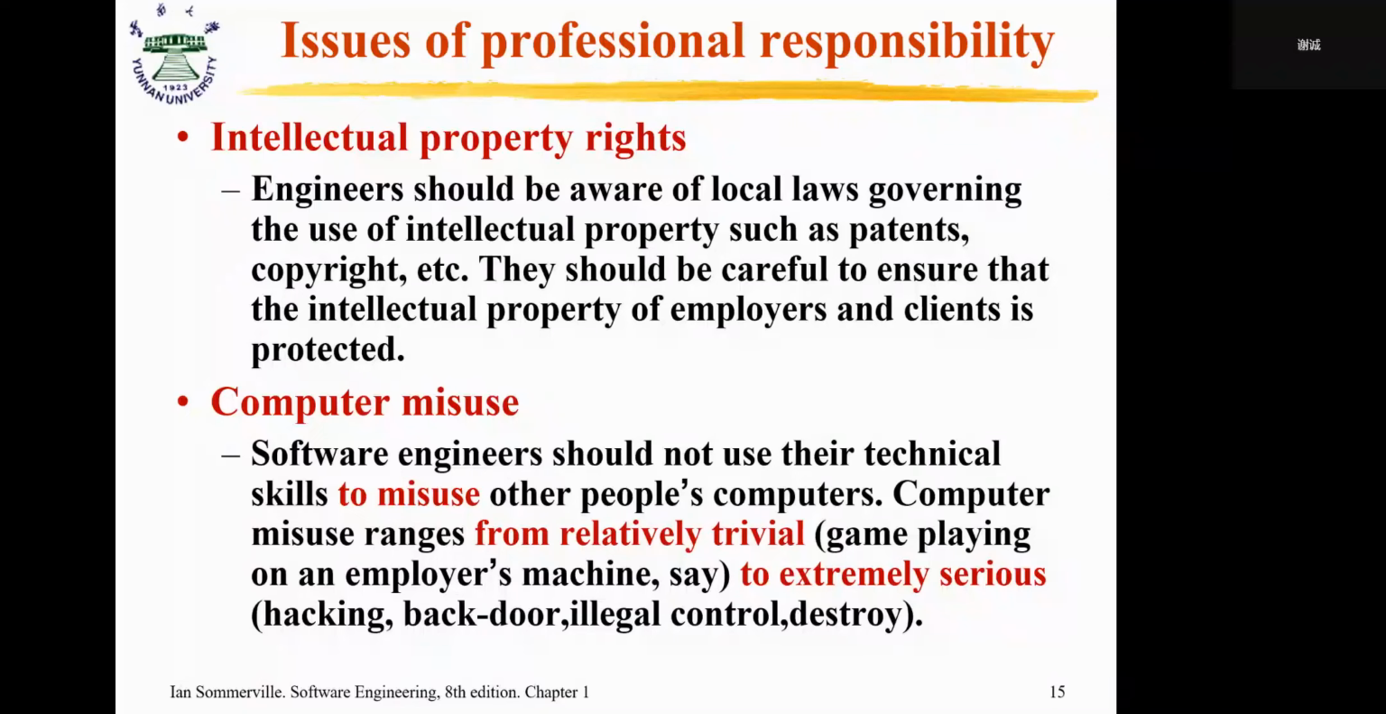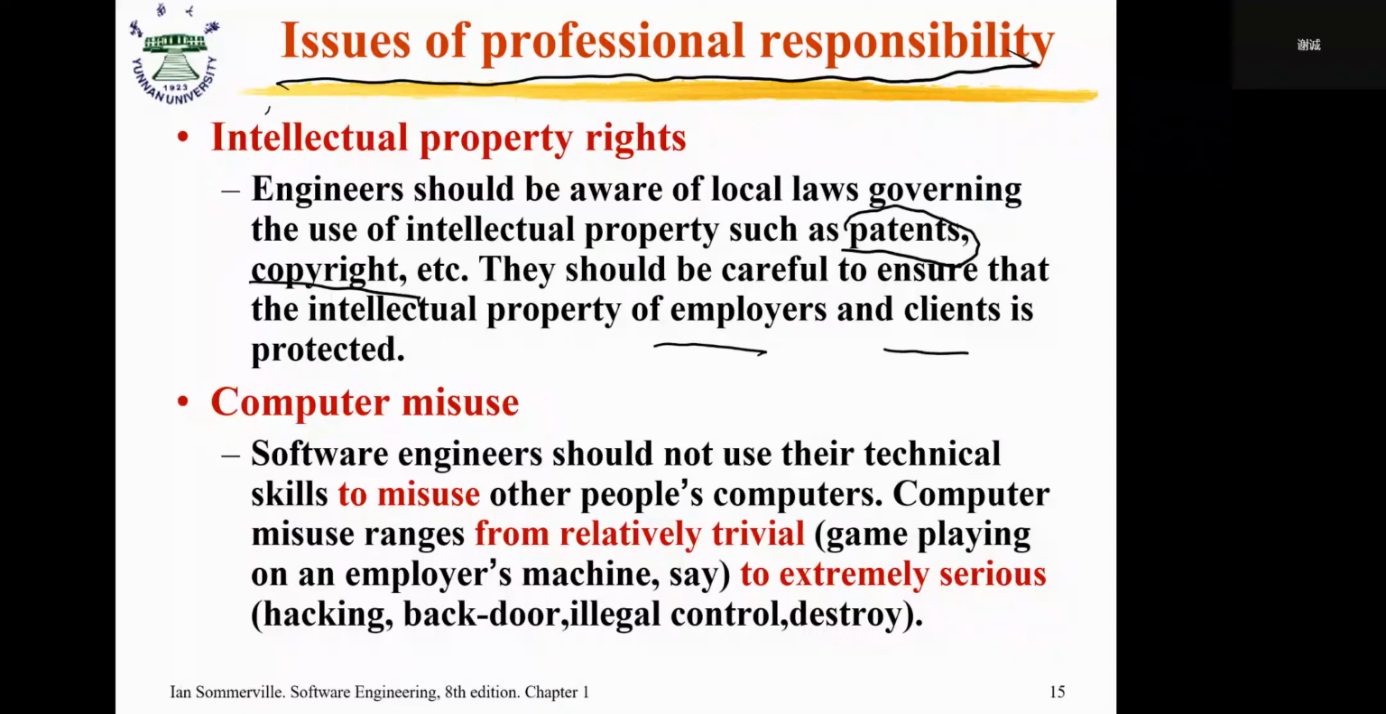So today we continue to talk about these issues about professional responsibility. There are several responsibilities for a software engineer. The first one is intellectual property rights. This means engineers should be aware of local law governing the use of intellectual property such as copyrights, and they should be careful to ensure that the intellectual property of employees and the client is protected.